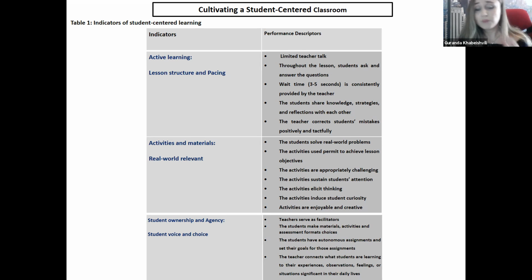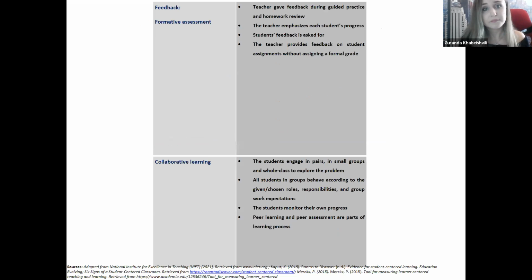Another indicator is student ownership and agency, so student voice and choice. As I have already mentioned, the teachers act as facilitators, and the students make choices about materials, activities, and assessment format, so they feel like leaders in the classroom. Students have autonomous assignments and set their own goals for the assignments. And the teacher connects what students are learning to their experiences, observations, and feelings in daily life.